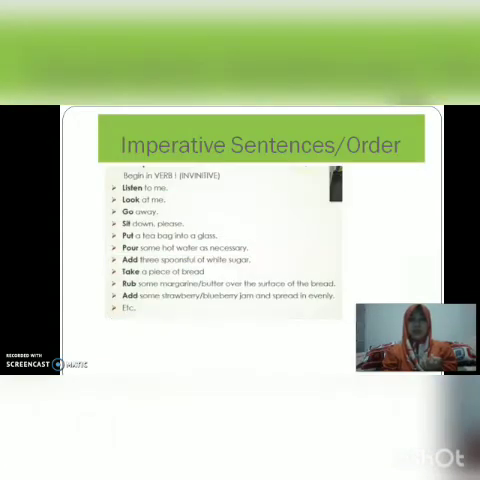Okay. Here are the example of imperative sentences or order. Did you still remember? Imperative sentences should begin in verb 1. Sorry, this is typo. It should be 1, not this mark. Verb 1 or infinitive. Okay. The bold one is the example of imperative sentence, the infinitive.